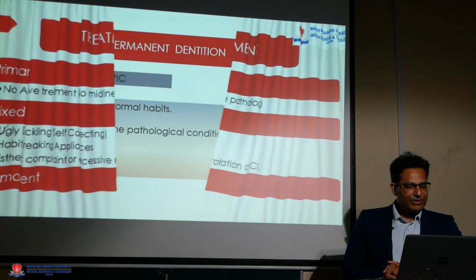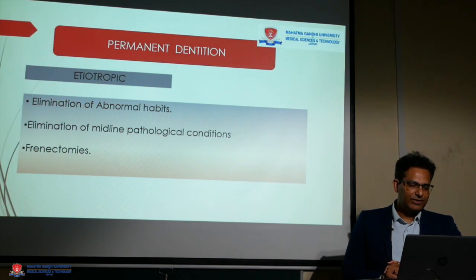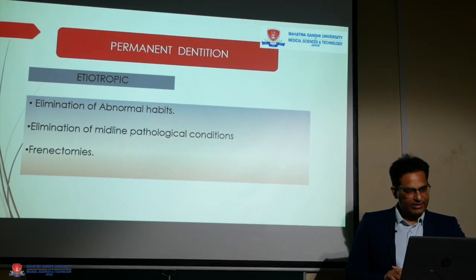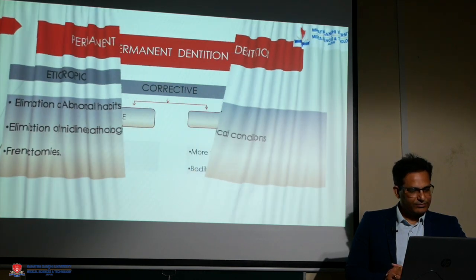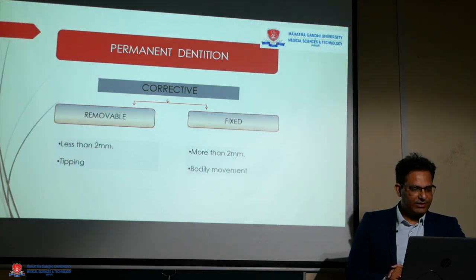In the permanent dentition, the treatment is divided into phases. First is the etiologic phase. In the etiologic phase, we eliminate the abnormal habits, eliminate midline pathological conditions, and frenectomies are done in order to favor the correction. The second phase is the corrective phase. Corrective phase is undertaken using removable appliances and fixed appliances.